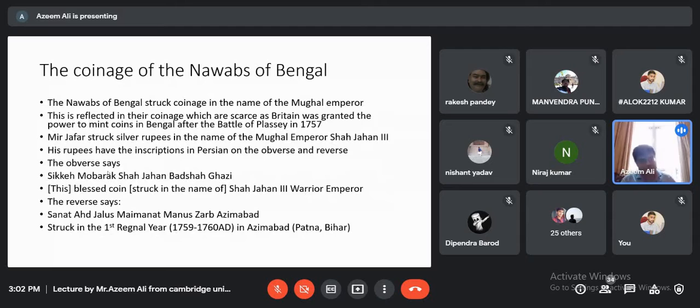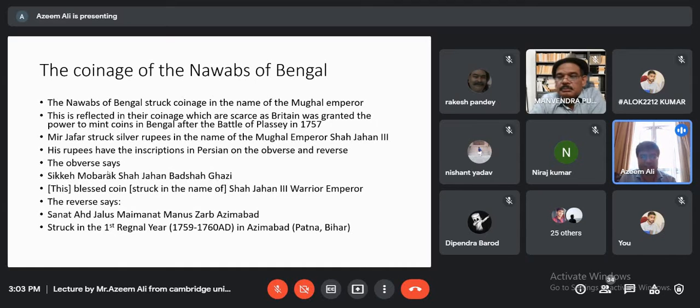The coins of the Nawabs of Bengal were struck in the name of the Mughal Emperor initially, and this is reflected in their coinage, which is scarce, as Britain was granted the power to mint coins in Bengal after the Battle of Plassey in 1757. Mir Jafar struck silver rupees in the name of the Mughal Emperor Shah Jahan III. His rupees have inscriptions in Persian on the obverse and reverse.